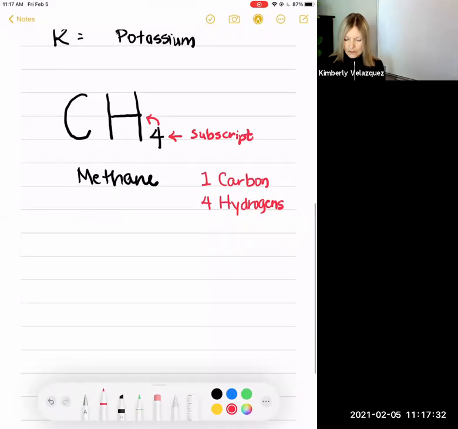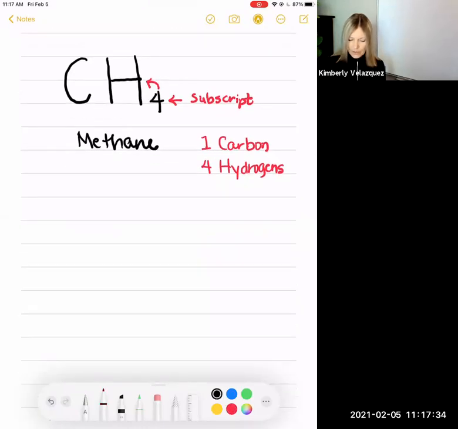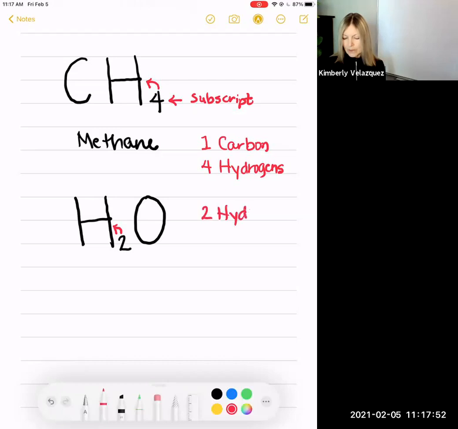Let's look at another one. Let's look at water. H2O, and most of you know the chemical formula for water. Again, the subscript number is only telling you something about the hydrogen. So this is telling us we have 2 hydrogens bonded to 1 oxygen. Again, we don't write a 1. So we assume that since there's no number after the oxygen, that is 1 oxygen.